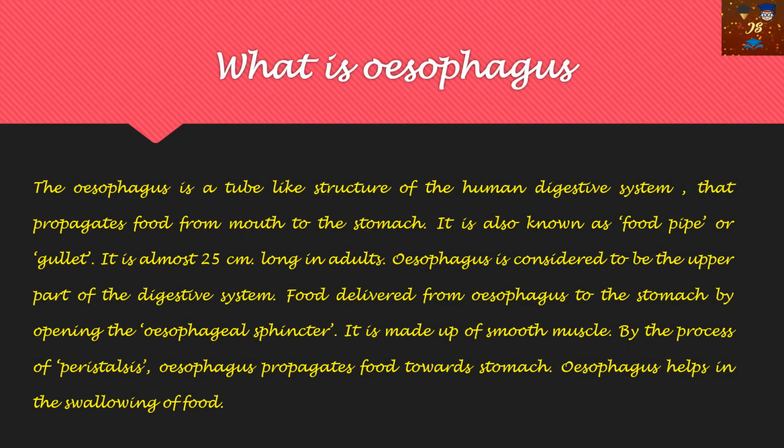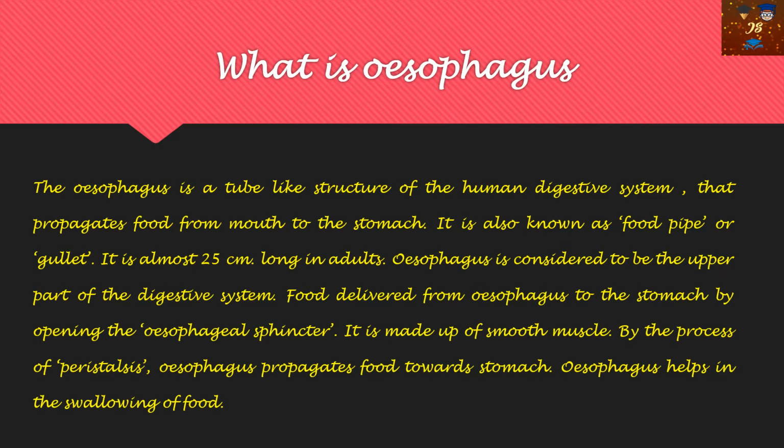So friends, what is esophagus? It is a tube-like structure which starts from the mouth and ends in the stomach. It's also called the food pipe or the gullet. When we eat something, our mouth, the teeth, the saliva, everything crushes that particular food, and after salivation it enters into the esophagus, and then the esophagus, with the help of muscle contraction and relaxation, a process known as peristalsis, propagates the food from the mouth to the stomach.